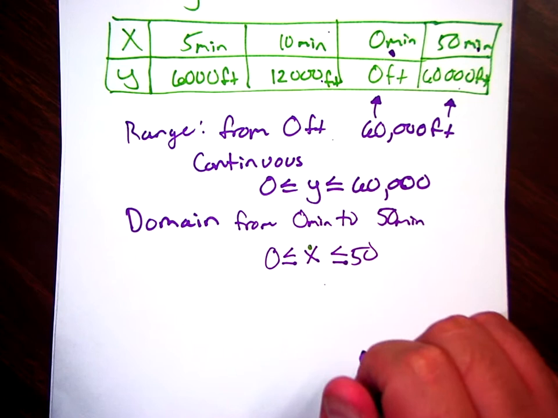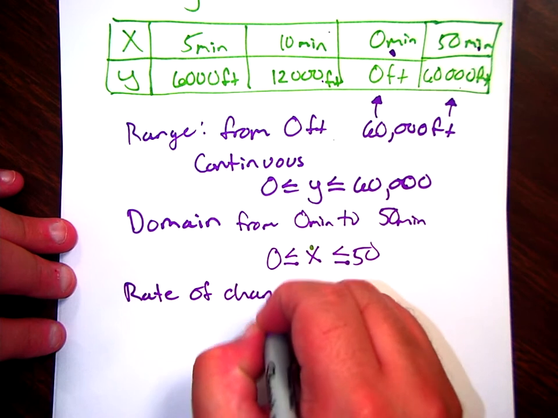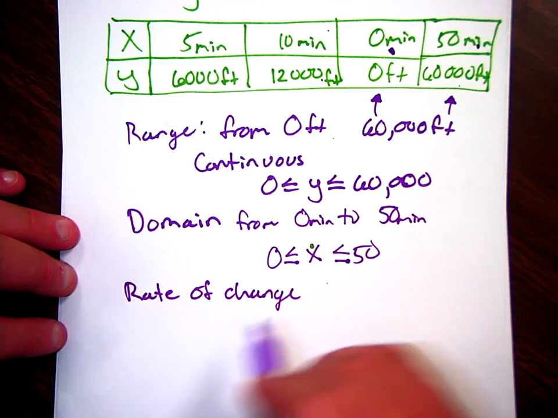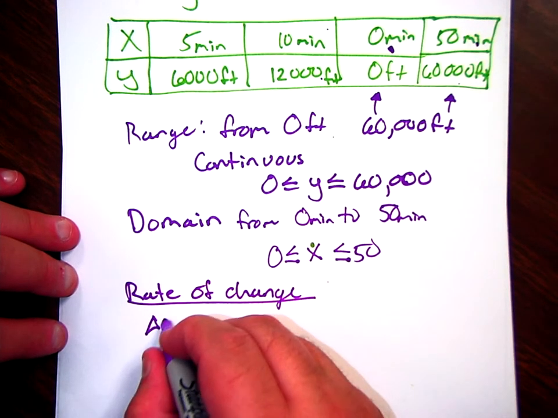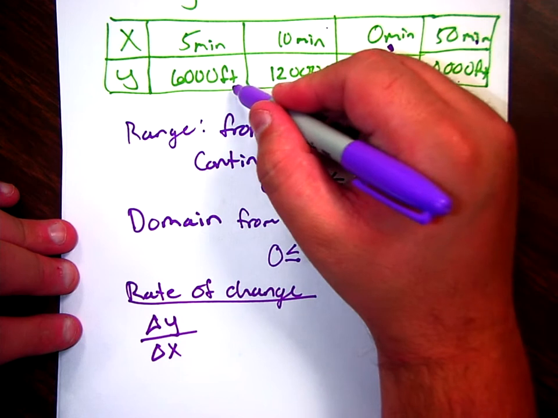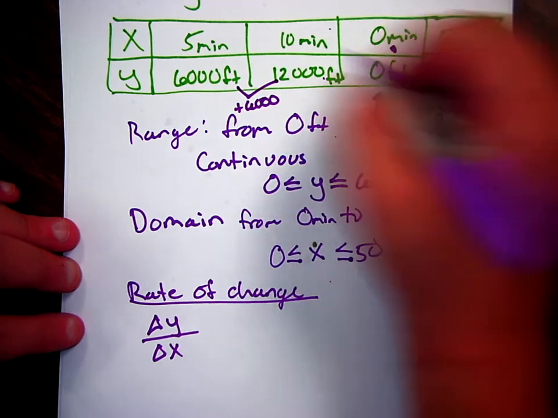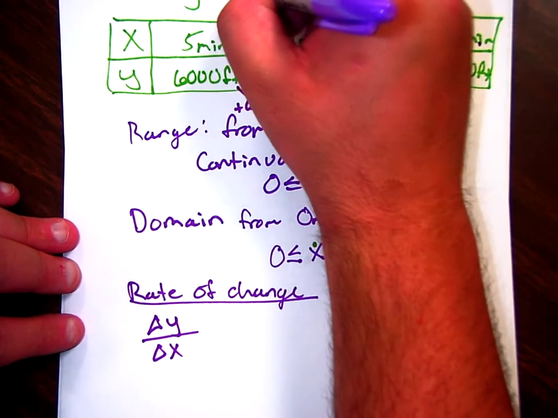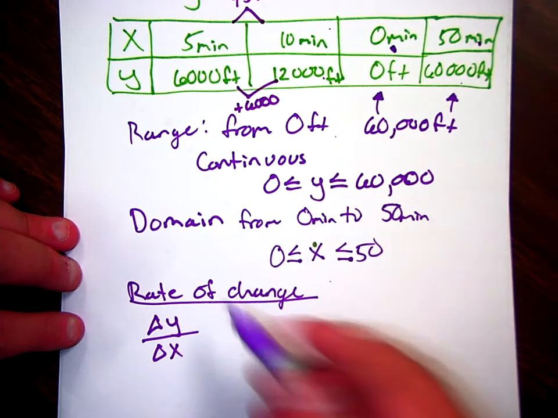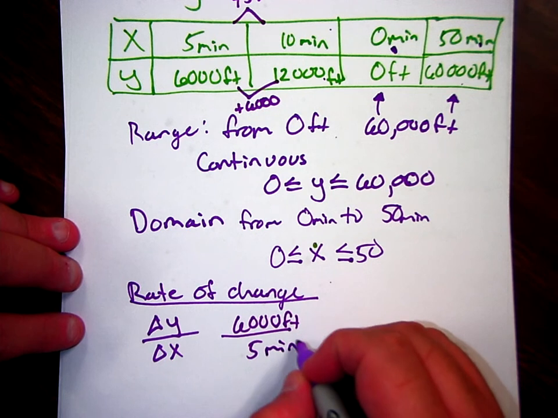Now let's take a look at the slope here. Again, I wrote rate of change, I said slope. That means they're interchangeable. They mean the same thing, guys. Delta y over delta x. Well, let's do the work here. How did we change from here to here? We added 6,000 feet. How do we change from here to here? We added 5 minutes. Which one's y? The feet, so that's going to go on top. 6,000 feet over 5 minutes.